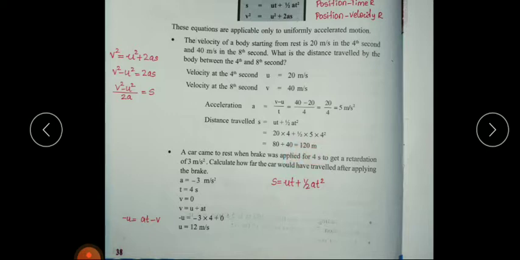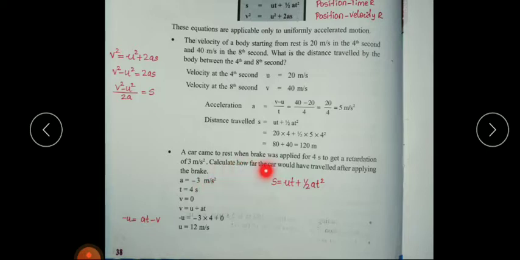the answer. Second question: a car came to rest when brake was applied for 4 seconds. So the car came to rest means the final velocity of the car is 0 and time t is equal to 4 seconds. To get a retardation of 3 meter per second square. Retardation means negative acceleration. If retardation is 3 meter per second square, then acceleration a is equal to minus 3 meter per second square.